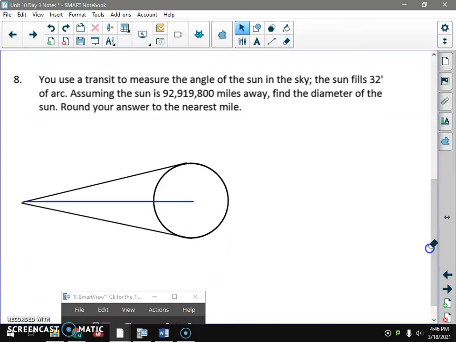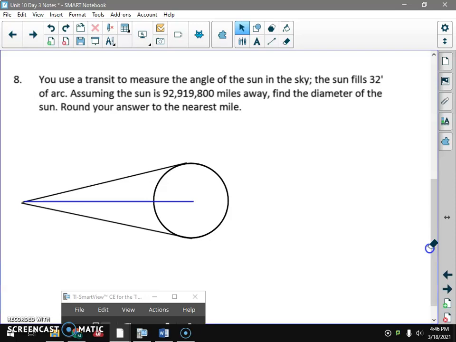Kind of cool question. It says, use a transit that measures angles. People use it who are into land surveying. And they said the sun fills up 32 minutes of arc. Not even 1 degree, very small. And that makes sense if you looked at the sun, it's so far away. It wouldn't be very big. Assuming the sun is 92,919,800 miles away, use that to find the diameter of the sun.